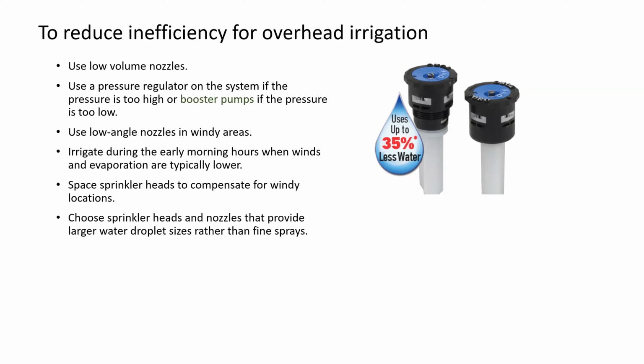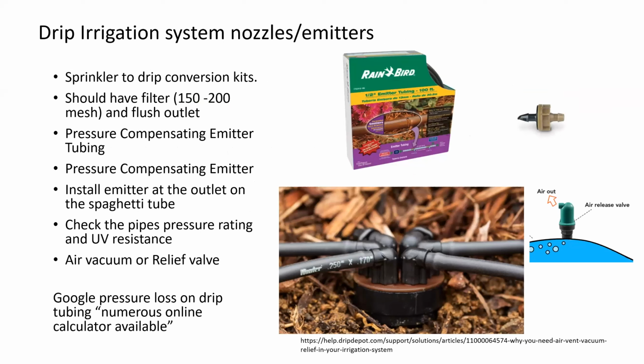In windy areas, you can use low angle nozzles and things like that. So these are all for overhead irrigation. Now, drip irrigation is very efficient in terms of water.